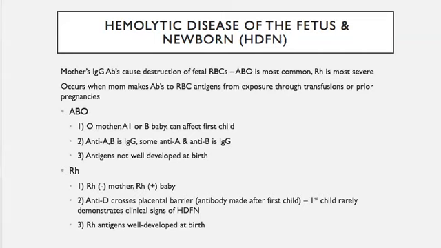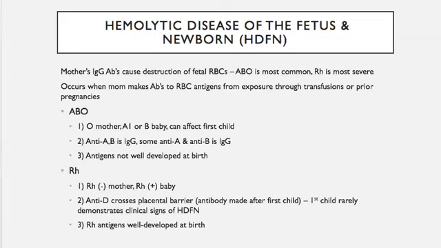Anti-A, B is an IgG antibody. There might be some anti-A and some anti-B, both of which are also IgG, but these antigens are not well developed at birth. In the case of Rh HDFN, you've got an Rh negative mom and an Rh positive baby. So anti-D, which the mom is going to produce in response because she's D negative and the baby is D positive, anti-D can cross the placental barrier.